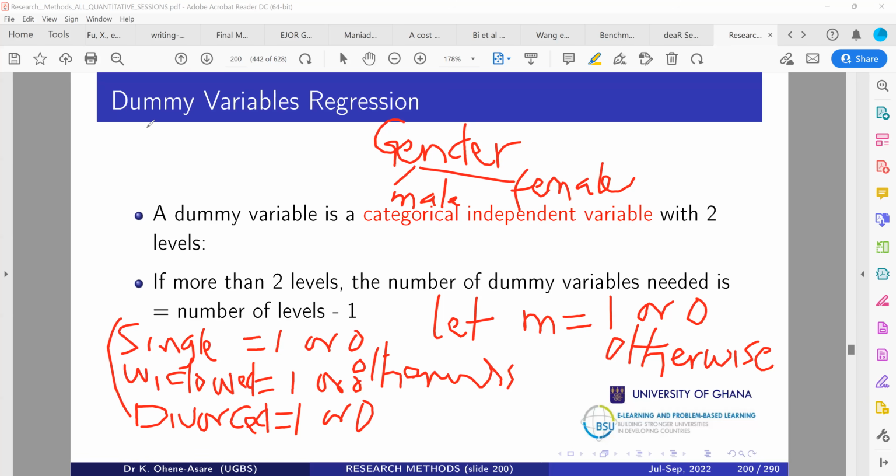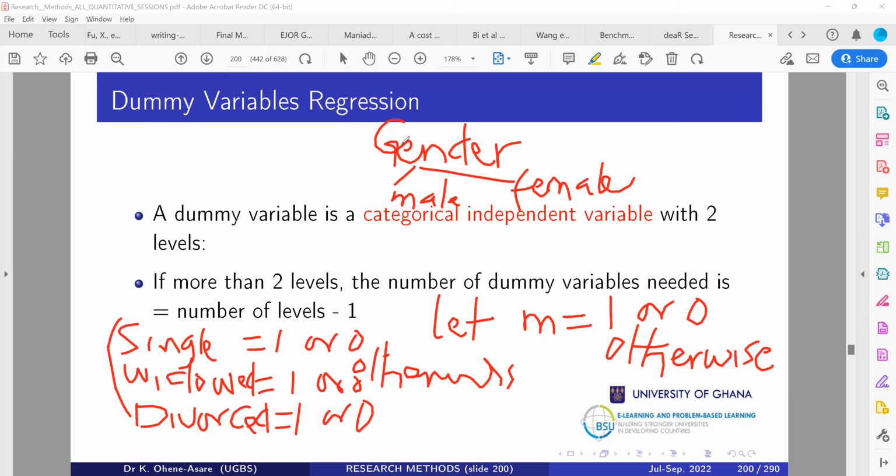So you should understand what dummy variables are. Dummy variables are always categorical in nature, and they can take a value of 0 or 1, nothing else. That is, if you want to code them, 0 or 1.